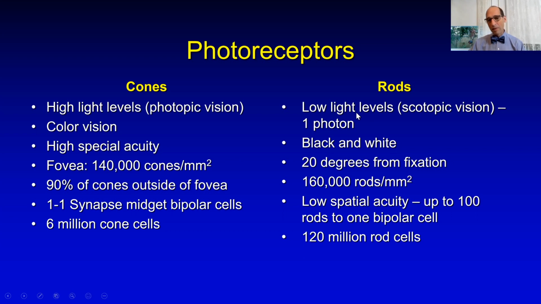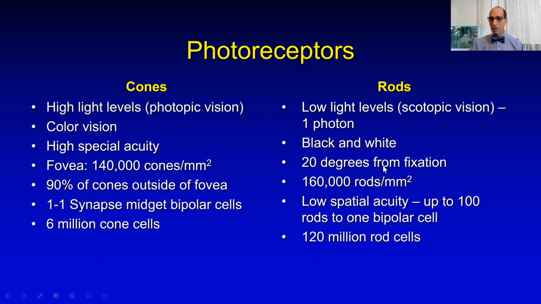Rods are scotopic vision, very low light level, so they can detect one photon. It's remarkable the range of bright and dark that we can adapt to. I think there's still not a device that can mimic our eyes for that range. Rods are just black and white, so if you let yourself dark adapt, 30 minutes or so in the dark, you don't see colors. And again, since there are no cones in the fovea, the rods are densest 20 degrees from fixation.